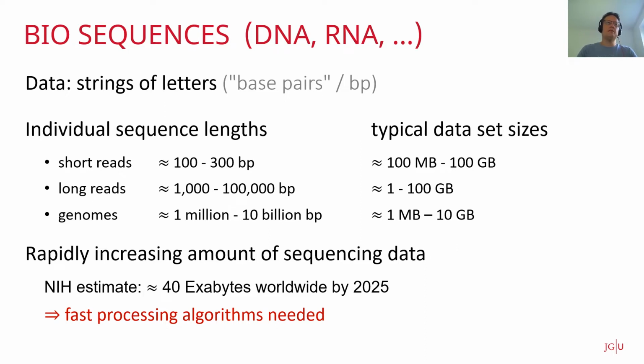Typical dataset sizes are a few gigabytes, like a typical short read dataset has 50 gigabytes or so. This amount of sequencing data has been rapidly increasing in the last few years. The NIH, for example, estimates that around 40 gigabytes of sequencing data will be produced worldwide by 2025. So this is why we need fast processing algorithms.